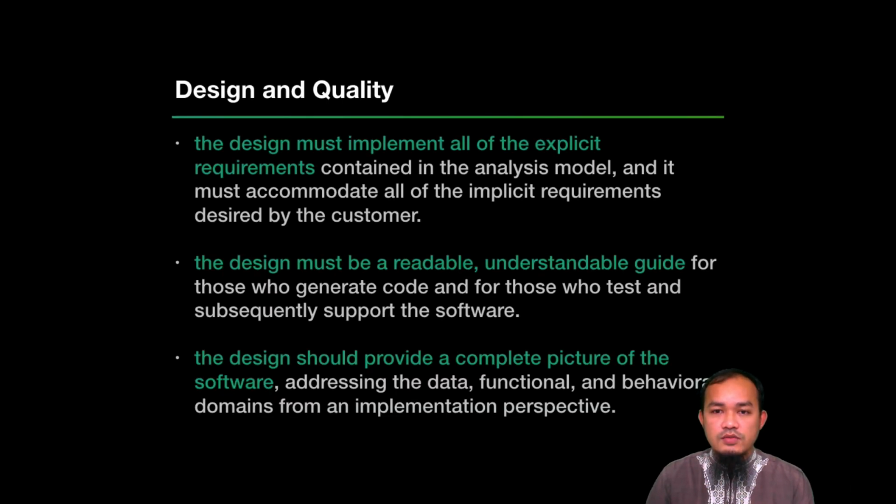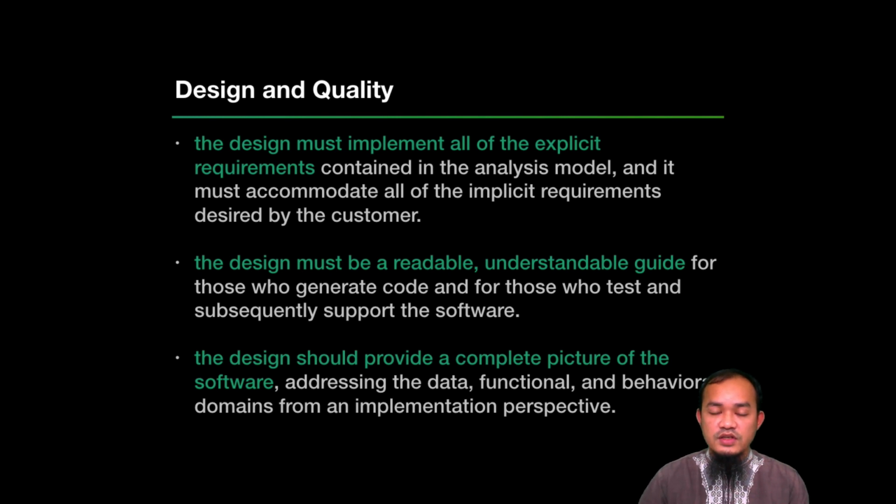In the design process, we also have to consider quality. For example, the design must implement all the explicit requirements, exactly what the requirements are. The design must be readable and understandable, a guide that is easy to follow. The design should provide a complete picture of the software, such as the data, functional, and behavioral domains from the implementation perspective.